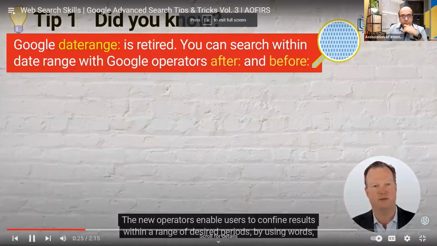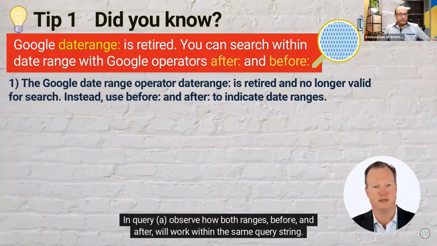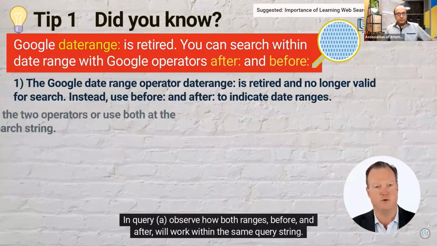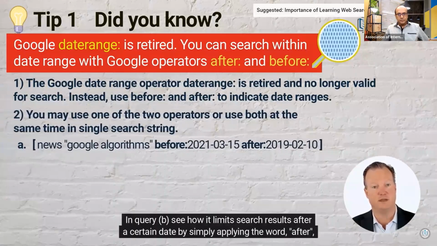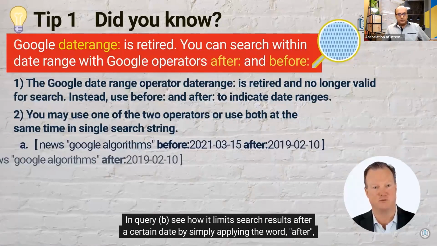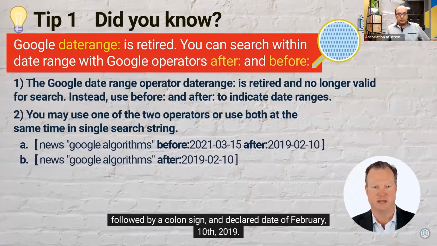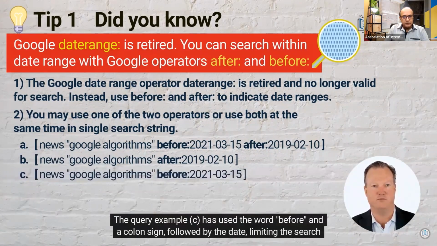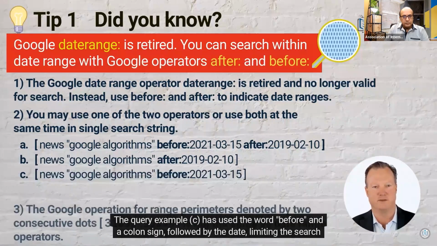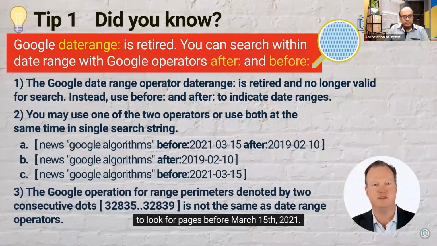Periods. Use words like before and after, followed by a colon sign. In query A, observe how both ranges before and after hold within the same query string. In query B, see how it limits search results after a certain date by simply applying the word after, followed by a colon sign, and declare date of February 10th, 2019. The query example, C, has used the word before and a colon sign, followed by the date, limiting the search to look for pages before March 15, 2021.